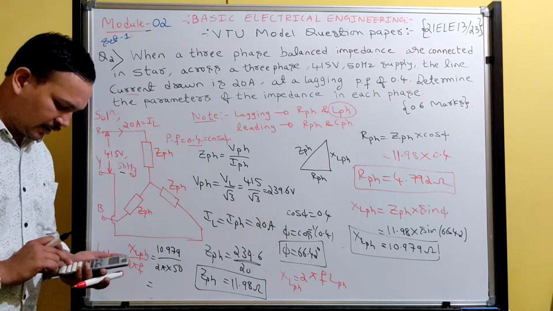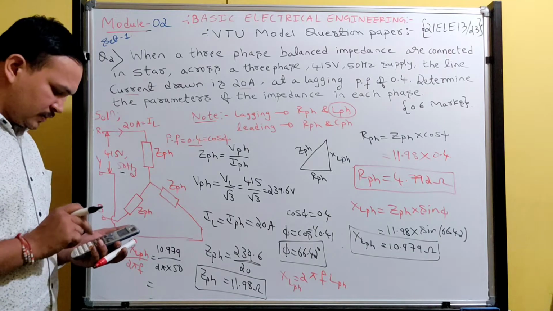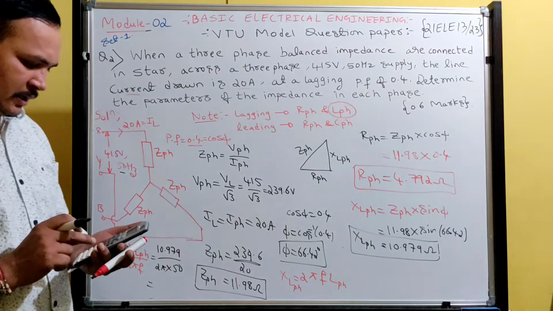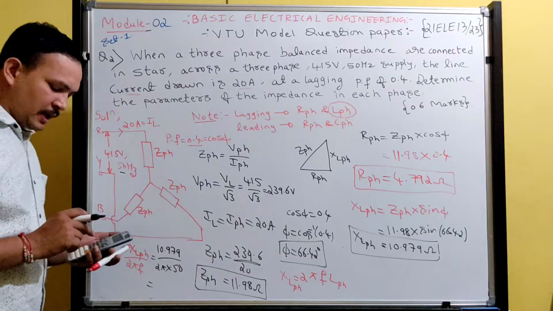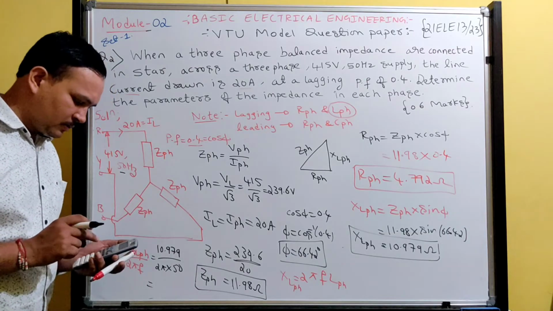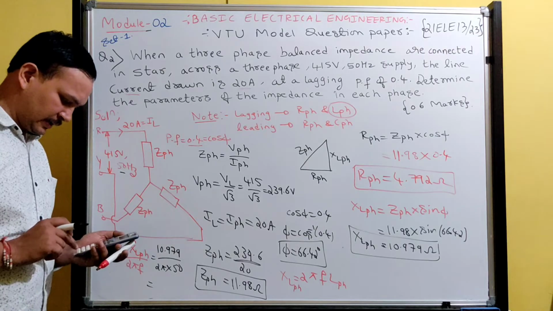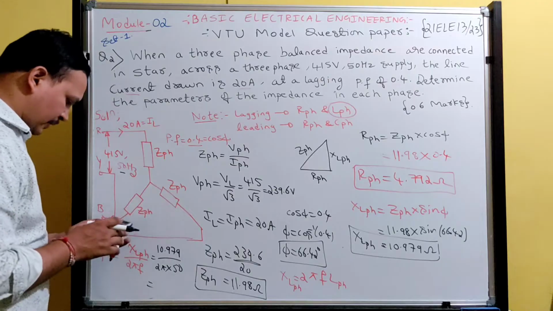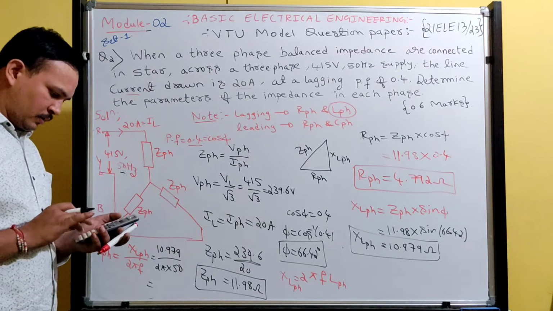Now do it in calculator. What is the answer you get? 10.979 divided by 2 pi into 50. So I am getting around 0.034. Okay. So I am keeping that answer in millihenries. So in millihenry, this becomes 34 point something.